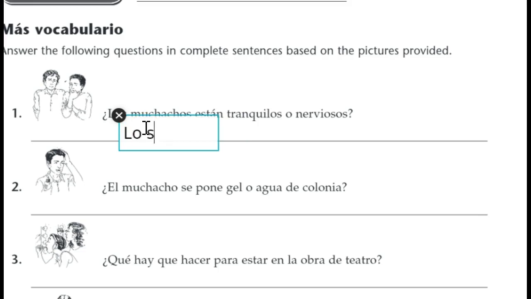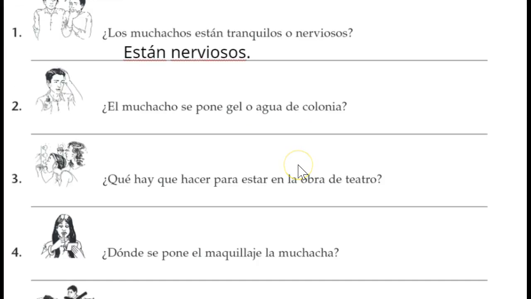Los muchachos, or you can just say están nerviosos. As long as you have a complete sentence, it's fine. Están nerviosos, or los muchachos están nerviosos, or ellos están nerviosos would be fine too. Número 2. El muchacho se pone gel o agua de colonia. Is the boy putting on gel or cologne? Well, it looks like he's putting it in his hair, right? So, se pone gel.